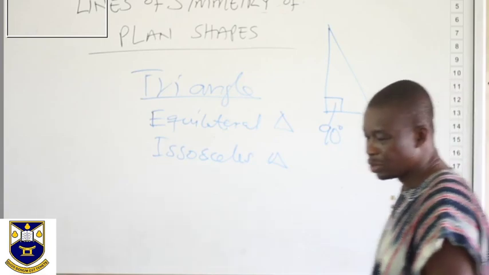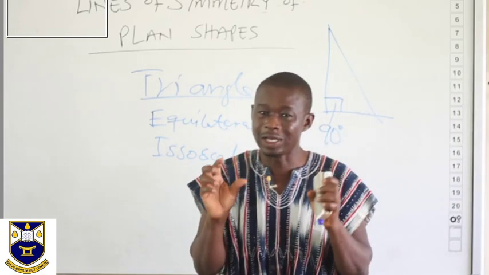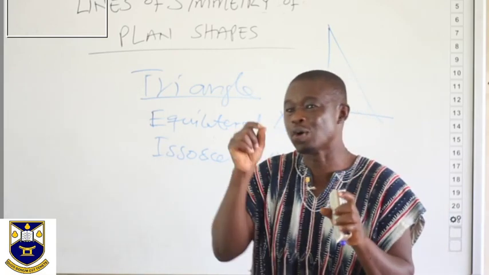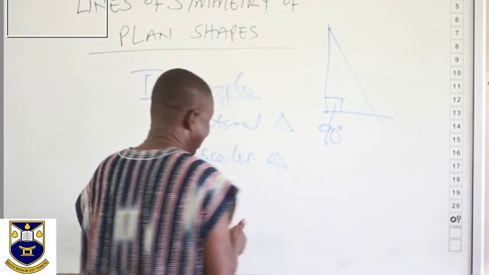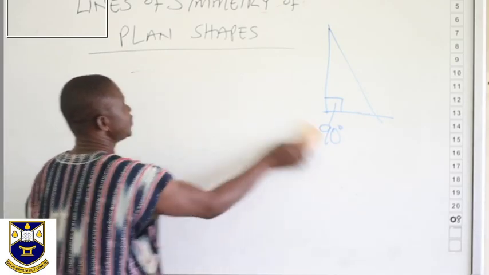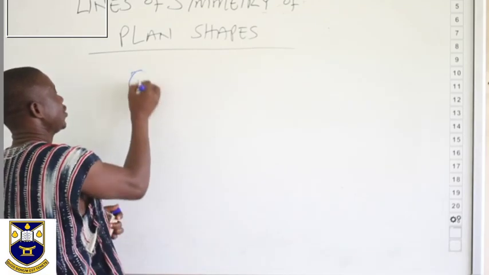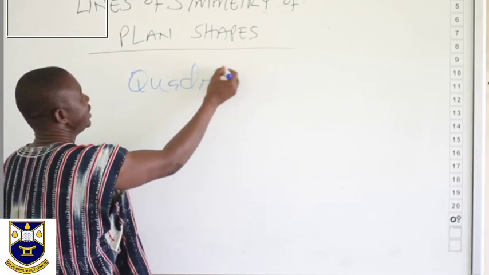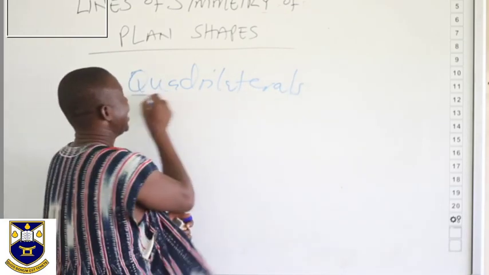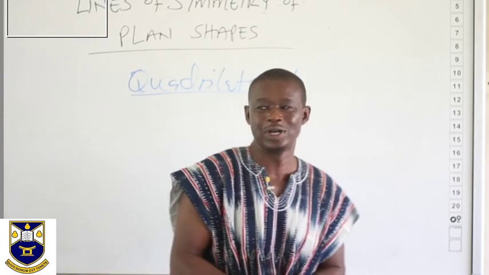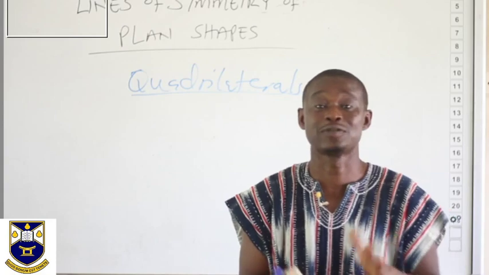Very good. When we go to quadrilateral, we also have the same thing. The four-sided polygon has a general name called quadrilaterals. Quad means four. So we also have quadrilaterals. These are four-sided polygons. I mean, they have four sides.